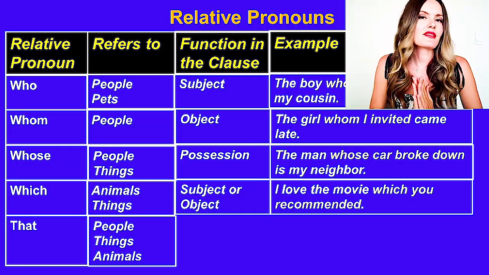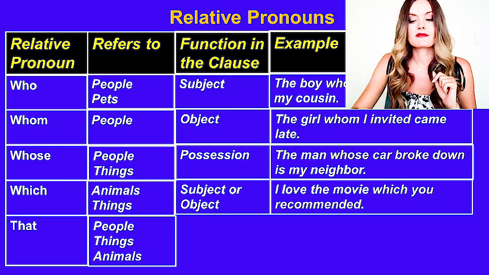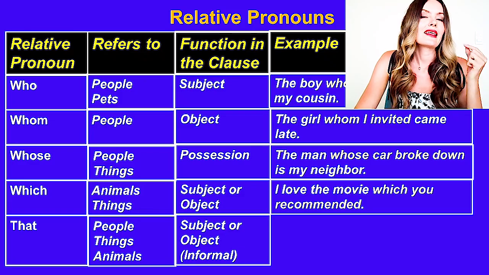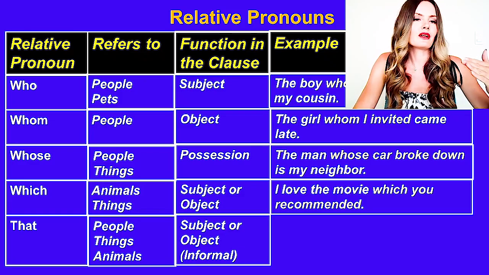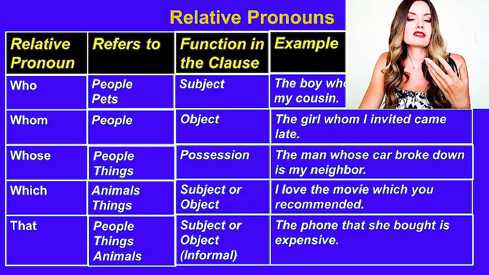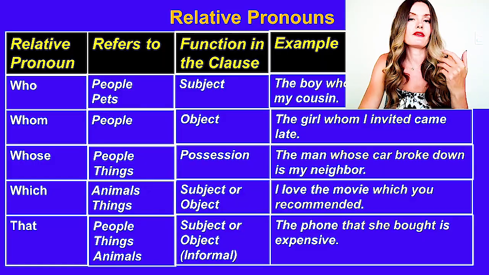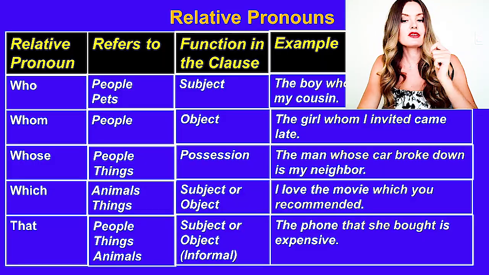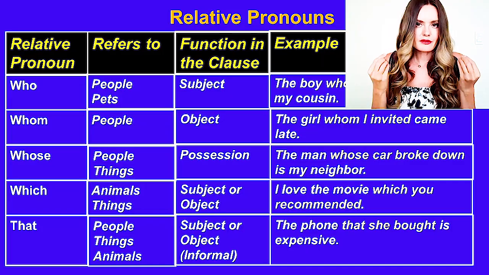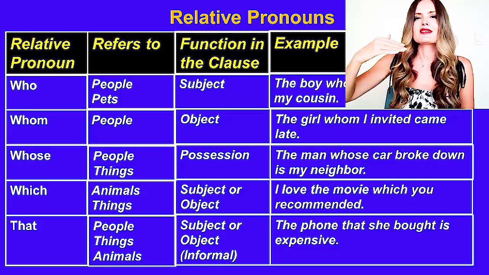And we can use that when we refer to people, things, or animals. And it can function as subject or object. That is more informal than who, whom, or which. The phone that she bought is expensive. That refers to the thing in this example, the phone. So we have a general overview of all of the relative pronouns. And now let's talk about each relative pronoun step by step.